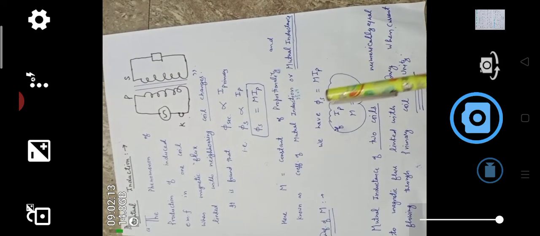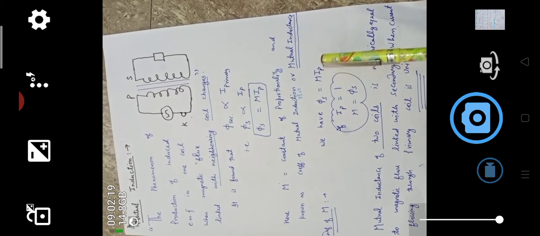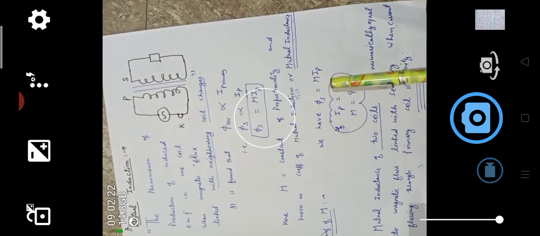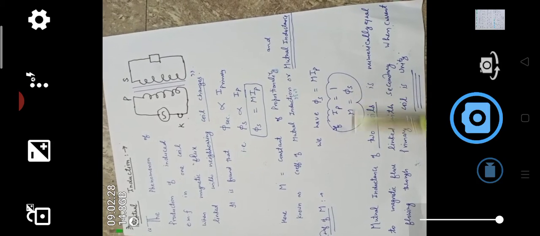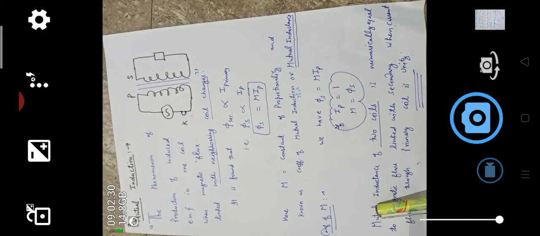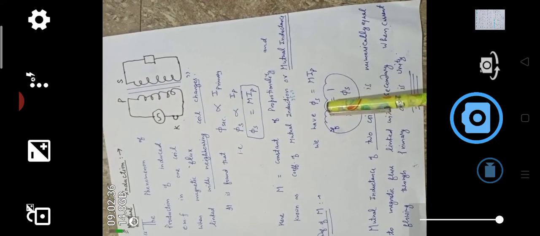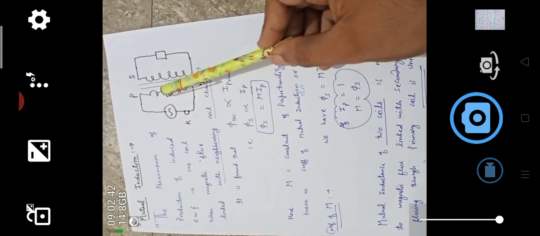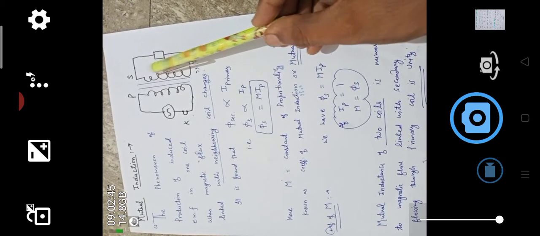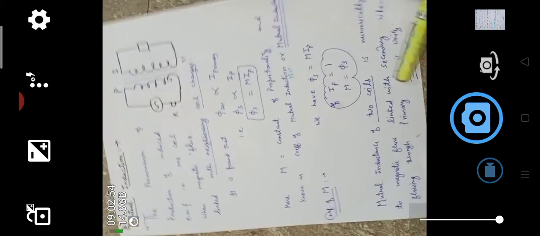What is the definition of M? See here. If IP, what is IP? Current in the primary coil is unity, 1. Then what do you get? M equal to phi S. Yes, beta. Arya Pandey, now could you define M? You can define. Mutual inductance of two coils is numerically equal to flux linked with the secondary when current flowing through the primary coil is unity. When current in the primary coil is unity, how much magnetic flux is linked with the secondary? That is known as mutual inductance M. This is the definition of mutual inductance.